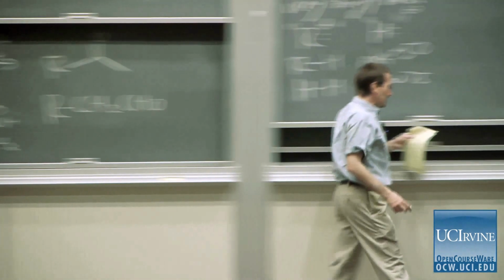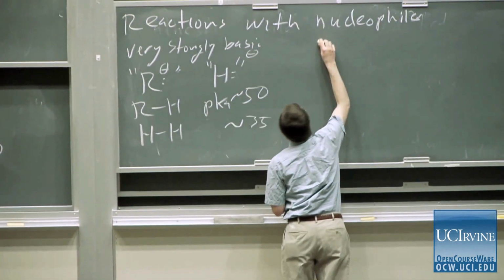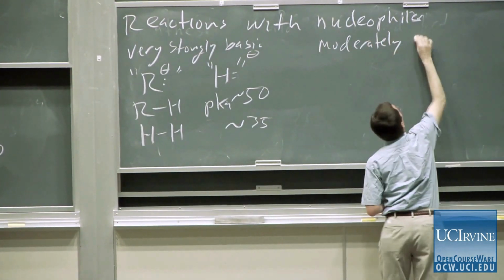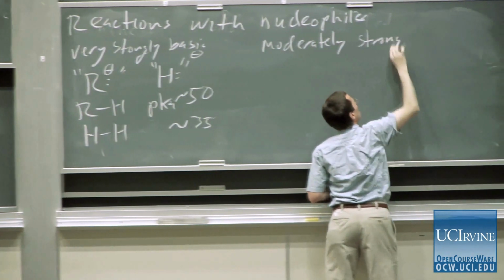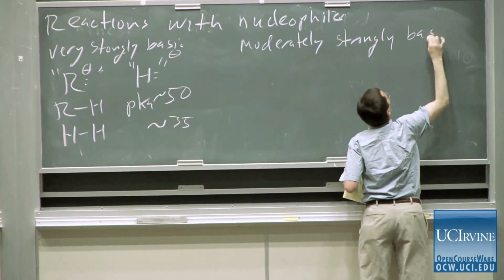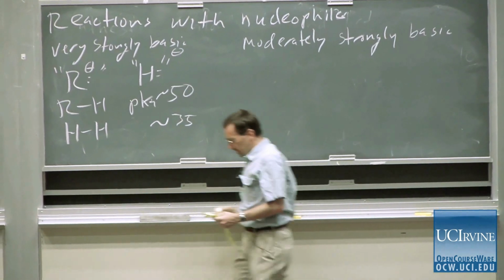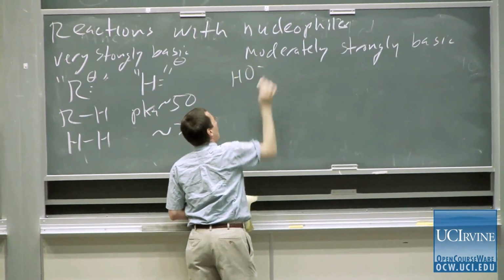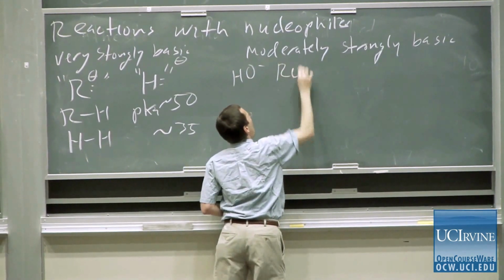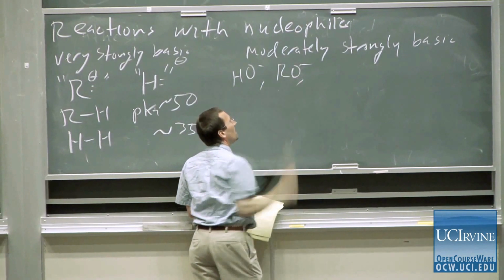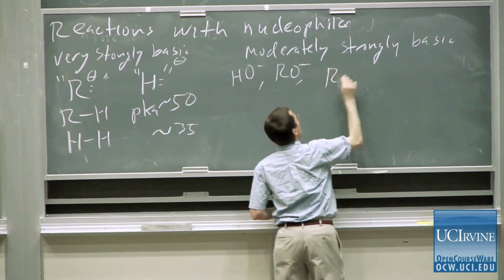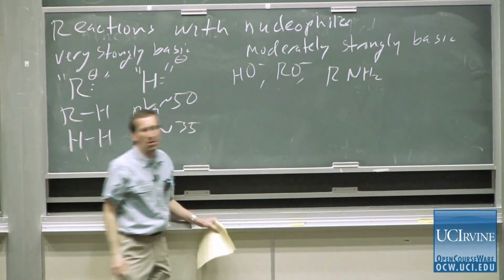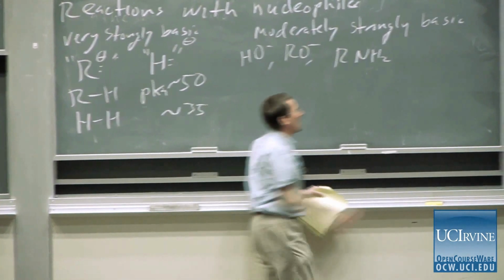Then, by comparison, I might think of, let's say, from very strongly basic to moderately strongly basic. And these are all loose categories. But for moderately strongly basic nucleophiles, I'll think of things like hydroxide anion and alkoxide anion, and amines, RNH2 for a primary amine, and ditto I can think of a secondary amine as R2NH, and cyanide anion.